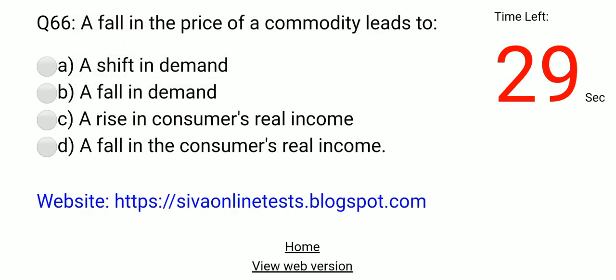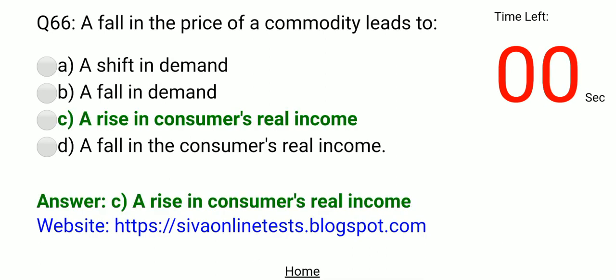Question 66. A fall in the price of a commodity leads to. Options. A. A shift in demand. B. A fall in demand. C. A rise in consumers' real income. D. A fall in the consumer's real income. Answer. C. A rise in consumers' real income.